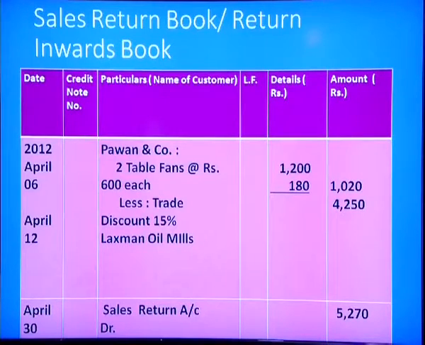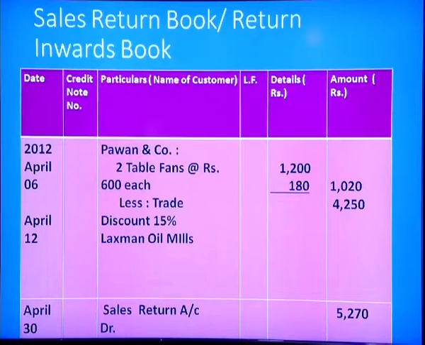Now we have the sales returns book. In the particulars column, you will write the name of the customers who have returned the goods. Here Pawan and Company, what he had returned, its detail will be written in the particulars column after the name of the purchaser, that is 2 table fans at rupees 600 each, and after that you will deduct the trade discount, which is 15%. 2 table fans at rupees 600 means 2 into 600 is 1200. 1200 into 15% will give you 180, and 1200 minus 180 will give you 1020.